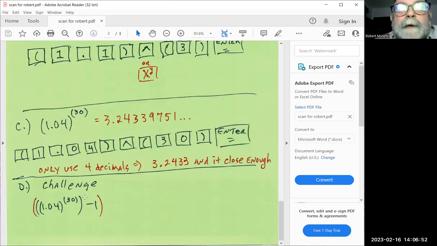Now, look at this challenge question down here. And what the heck did I do? So I added another set of parentheses. So the 1.04 to the 30th power, if that isn't bad enough, I mean, look at all the garbage you got to type. Then I wrapped it in another set of parentheses, and then I'm subtracting 1. This is actually from one of the formulas. It's the second formula we're going to use.